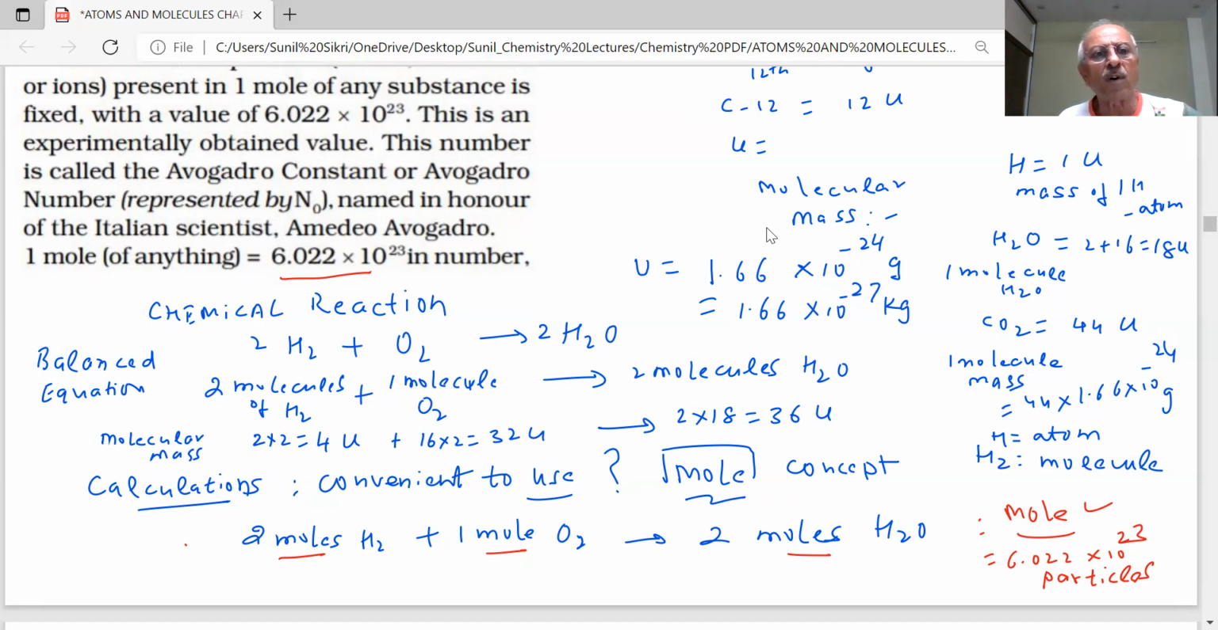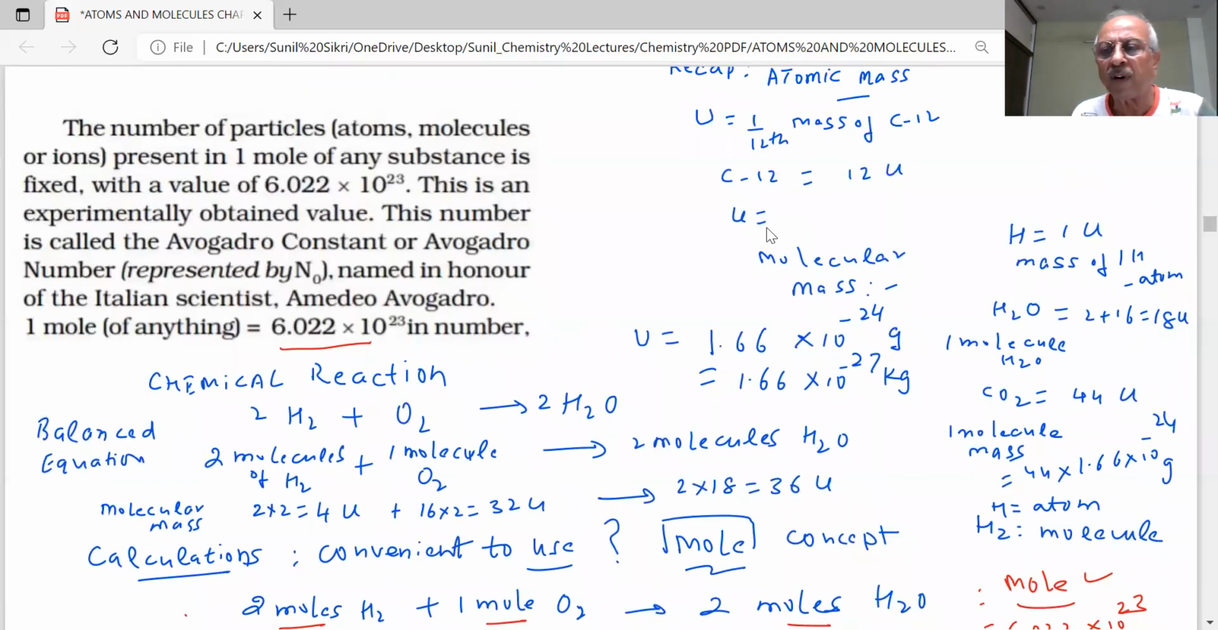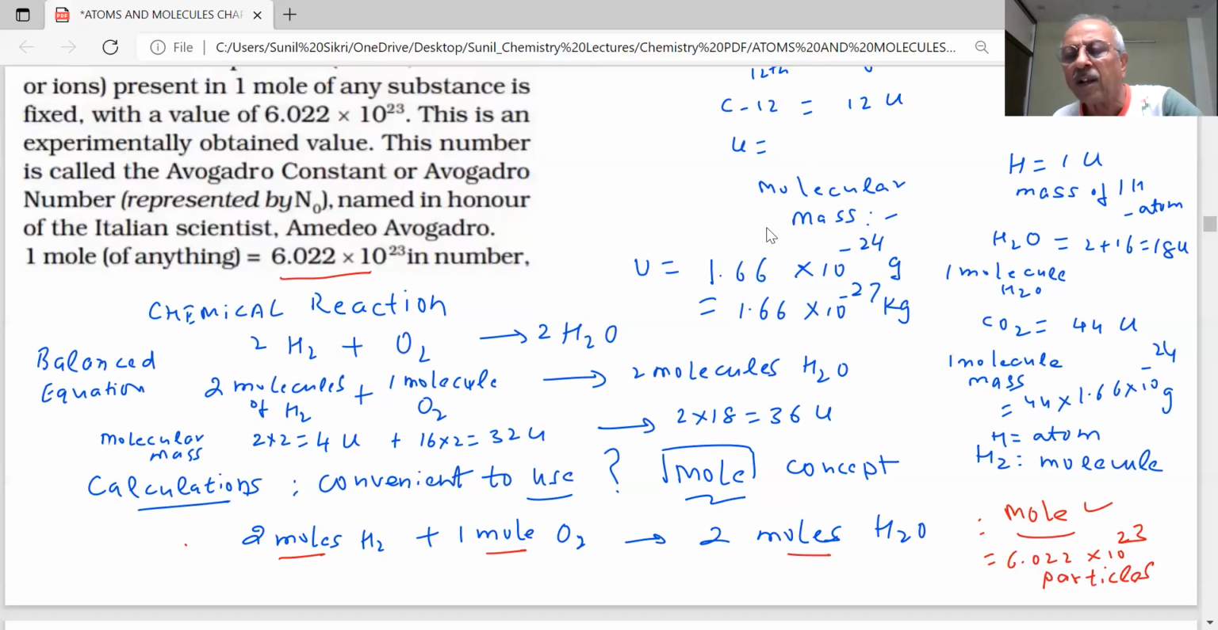And in order to honor the Italian scientist Avogadro, who was a great scientist, they have given this number the name Avogadro's number. This is also called Avogadro's number. Now you are clear, student, what is the use of mole concept? Why are we using the mole concept?